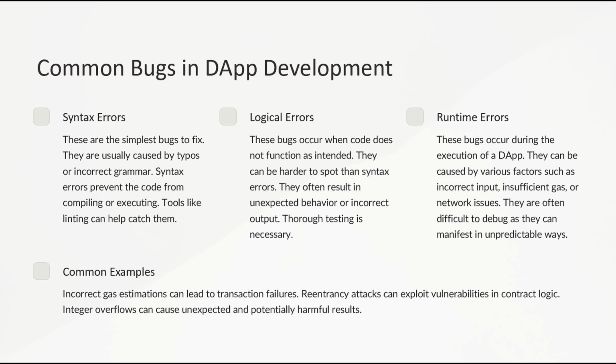Runtime errors. These arise during DApp execution, often due to factors like incorrect input, insufficient gas, or network issues. They are unpredictable and challenging to debug. Example: incorrect gas estimation leading to transaction failures, reentrancy attacks exploiting contract logic vulnerabilities, and integer overflows causing unexpected results.